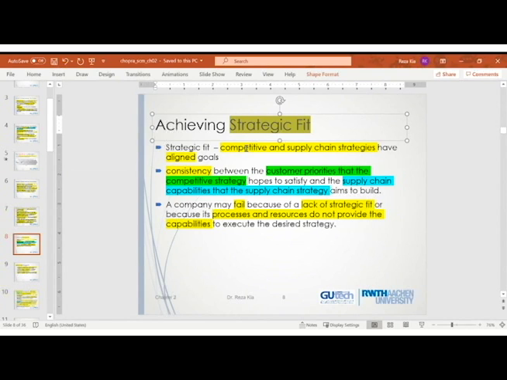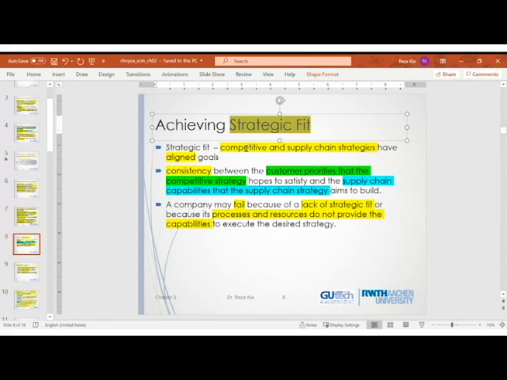On the other side, how can we be competitive in the market? It means that you need to improve your capability in the supply chain. If the capability of the supply chain is not working well enough to bring some competitive advantages, then you cannot fulfill the competitive strategy.